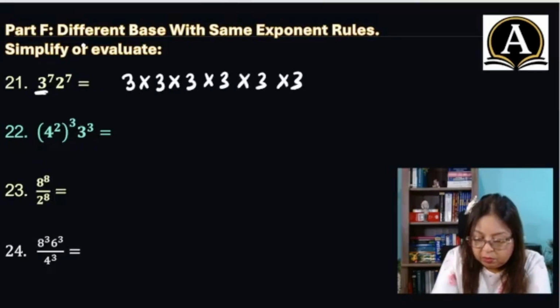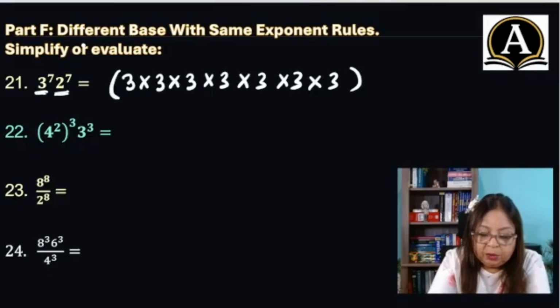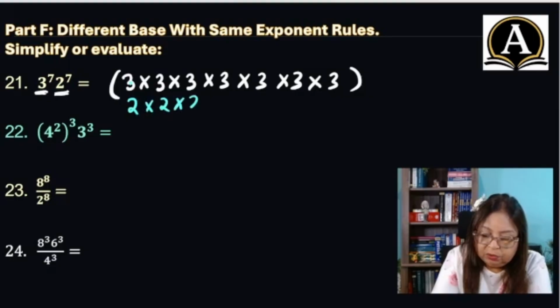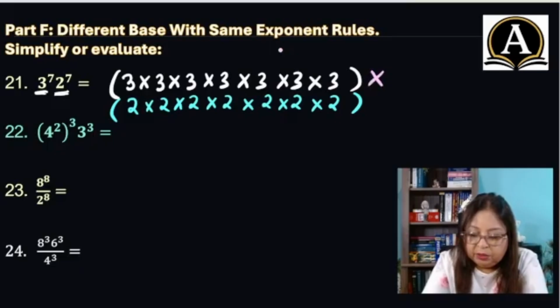Here we go. That's 3 times 7. What are we doing next? Next, it is multiplied by 2 to the power 7. Let me write it underneath it here. 2 times 2 times 2 times 2 times 2 times 2 times 2. Do I have 7 of these? Yes. These are multiplied with each other.